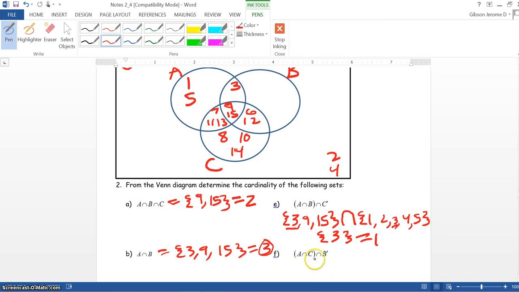Now we come here. We have A intersect C. Now we look here. A intersect C is these numbers here: 7, 11, 13, 9, and 15. Now we want this to intersect non-B, or B complement. And the only numbers of these that are not in B are 7, 11, and 13. So it'll be 7, 11, and 13, which will give us a cardinal number of 3.